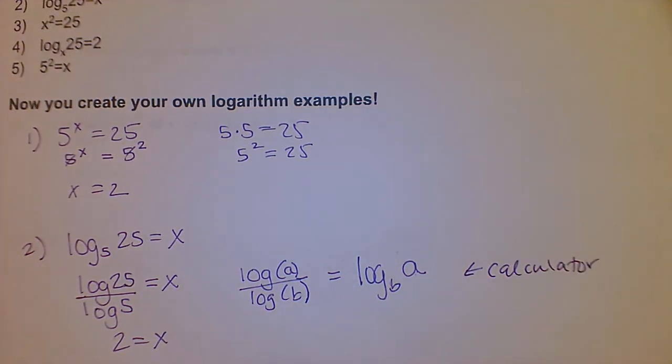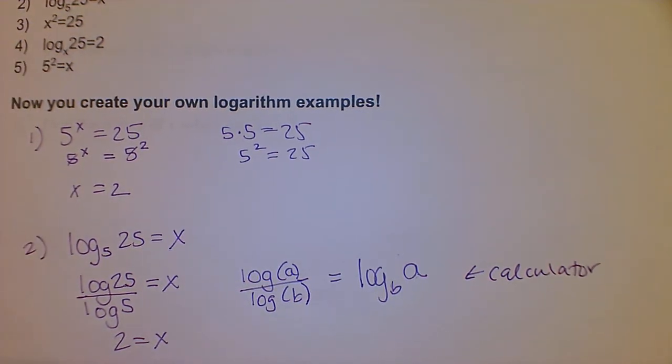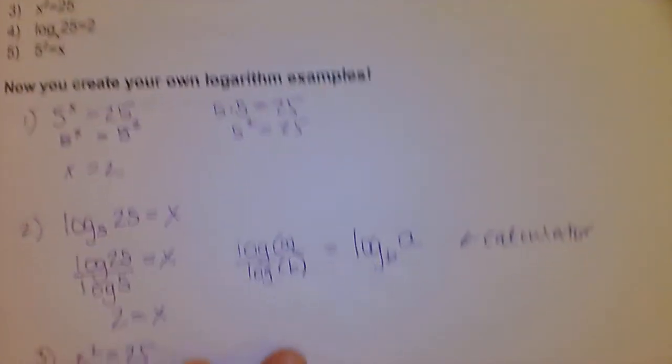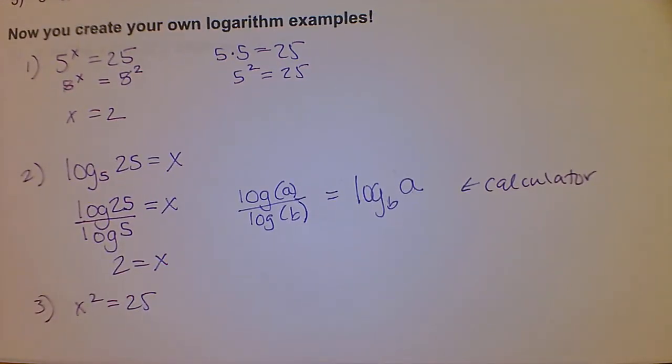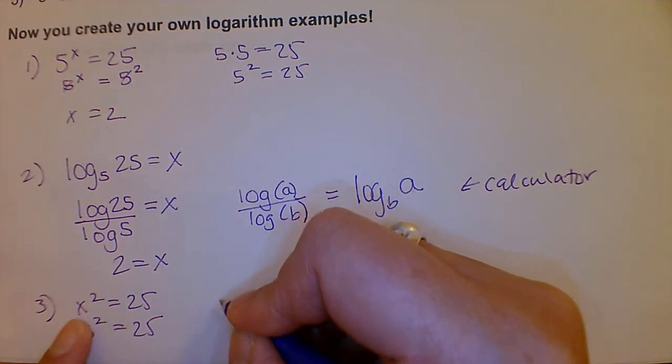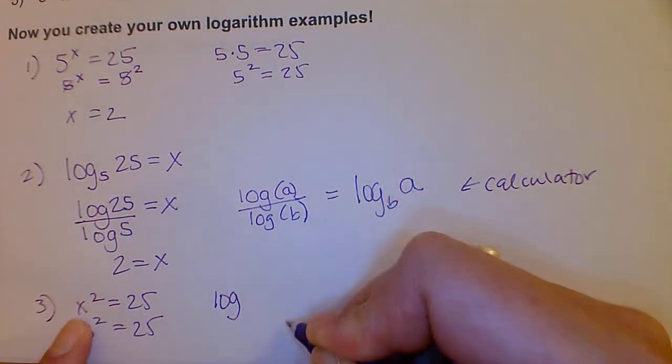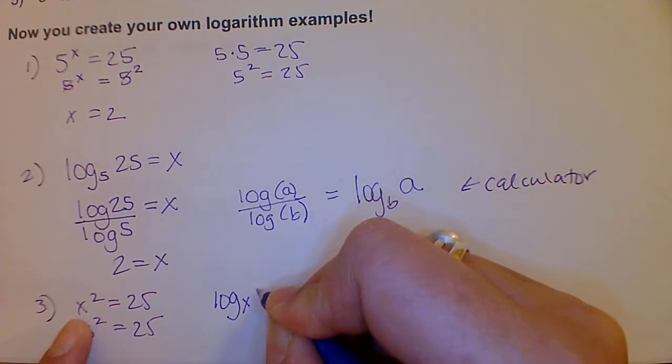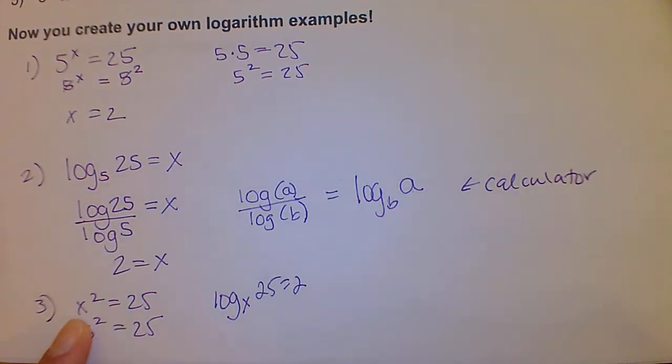Okay, number 3, x squared equals 25. Now you know that 5 squared equals 25. Excellent. You also could have taken the square root, and I'm not going to get into taking the square root right this moment. I'd rather have you transfer this over. If we were going to transfer this over, it would be log base x of 25 equals 2. You could transfer it over like that, or use mental math there as well.